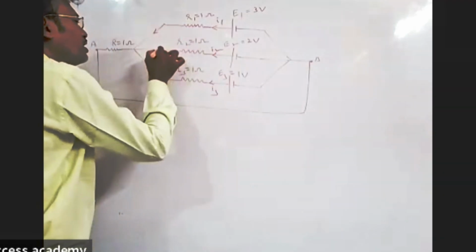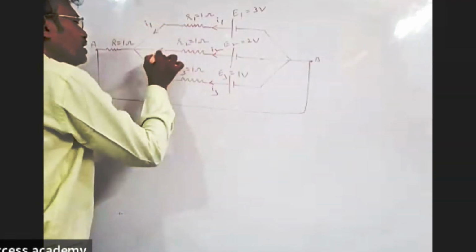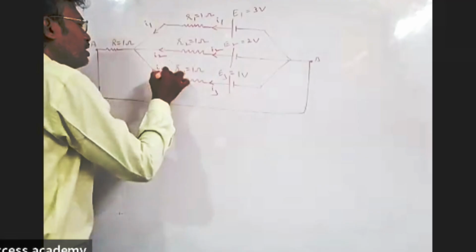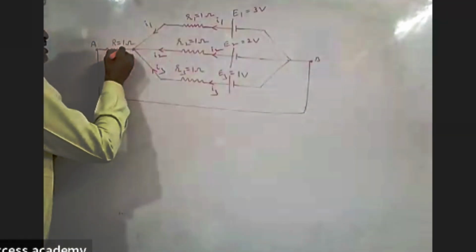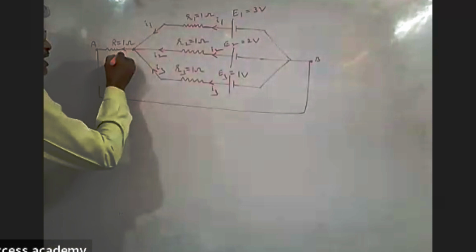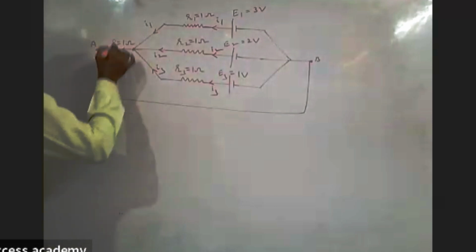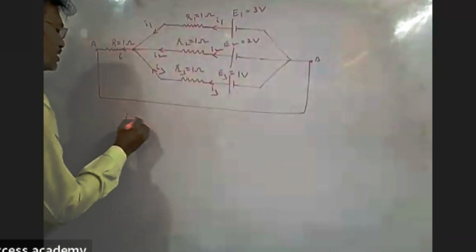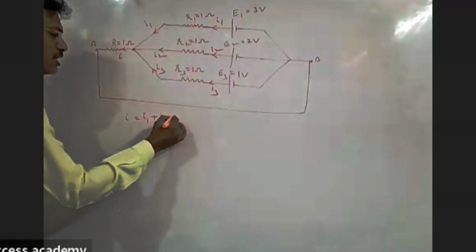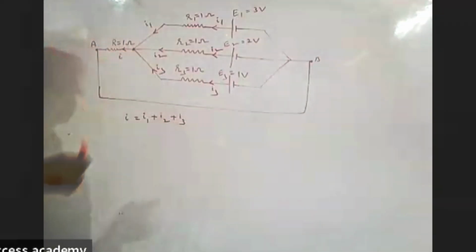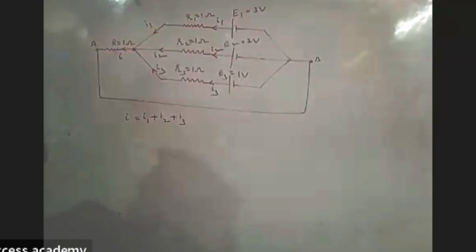I1 is coming from here, I2 is coming from here, I3 is coming from here. All are meeting at this point and passing through the external resistor like this, and that is I. I is equal to I1 plus I2 plus I3. Okay, take the Kirchhoff's second law for this one. I'll give the hint to you. Take the Kirchhoff's second law.